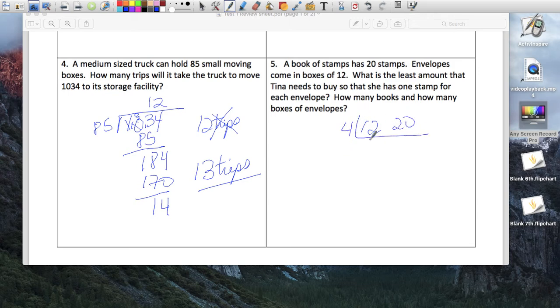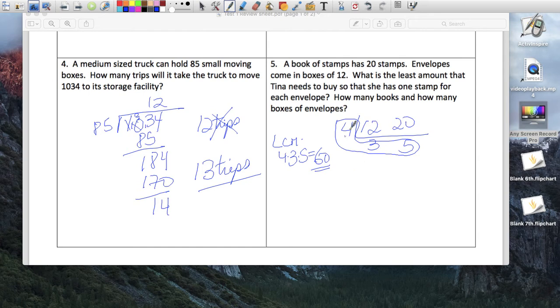And 4 goes into 12 3 times, and into 20 5 times. So there you go. My LCM is going to be the product of all these 3 numbers. 4 times 3 times 5, which is going to give me, I don't know, 60. Sounds like a nice number. So, what does that mean? That I need to buy 60 books of stamps or 60 boxes of envelopes? No, I need a total of 60 individual stamps, 60 individual envelopes.